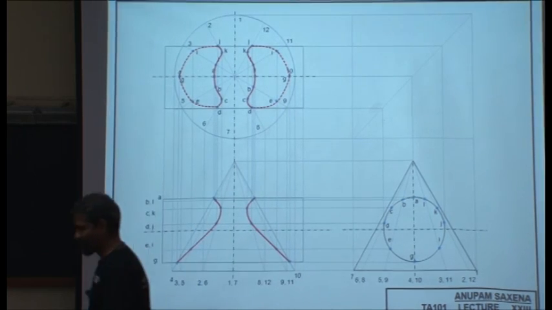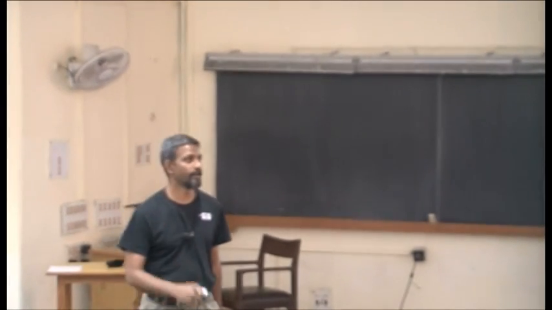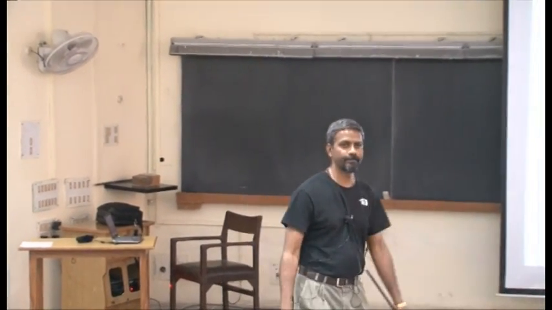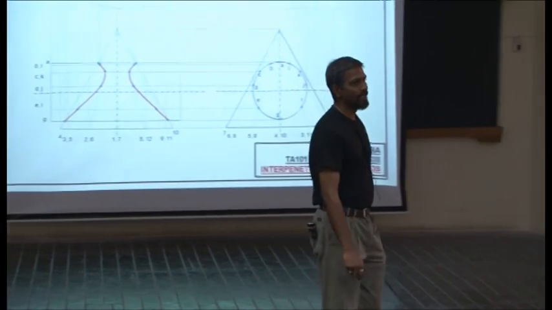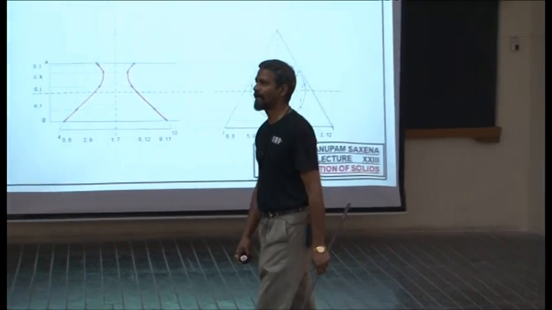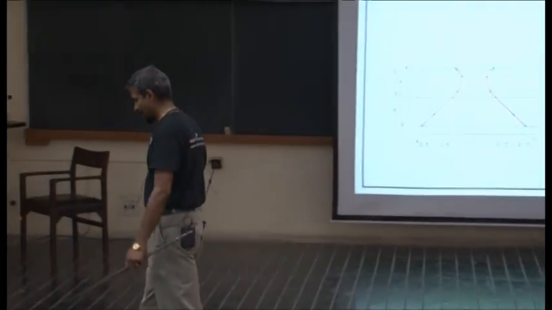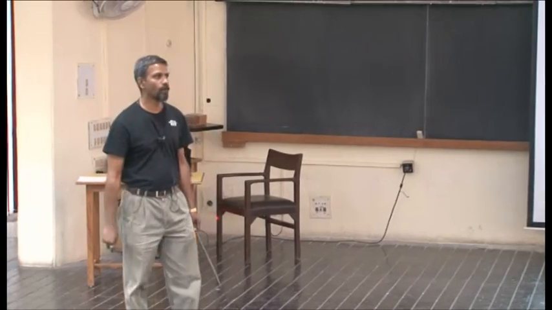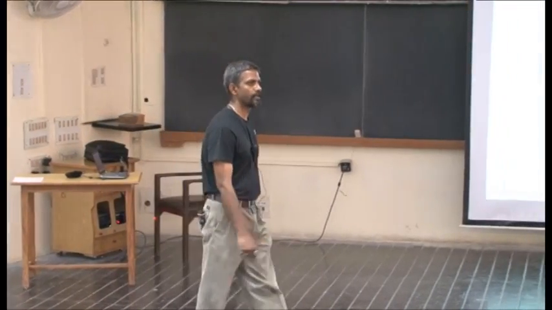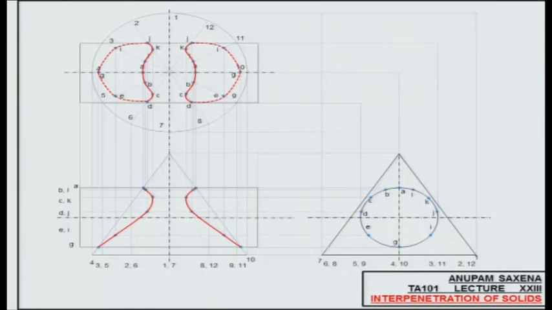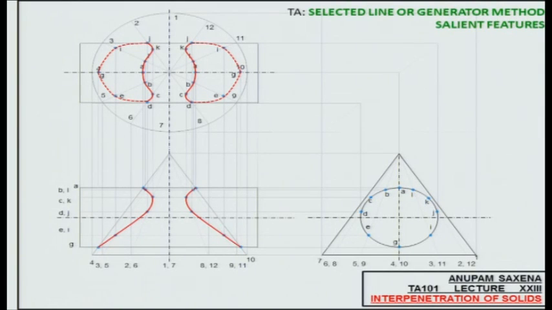All right. So last Tuesday, I had introduced to you two methods to find the intersection between two solids. The first one was the select line method or the generator method, and the second one was the cutting plane method. So here is a little revision. Okay, so the first one is the generator method.